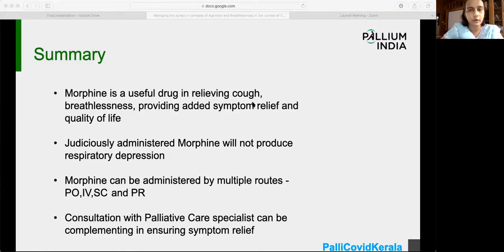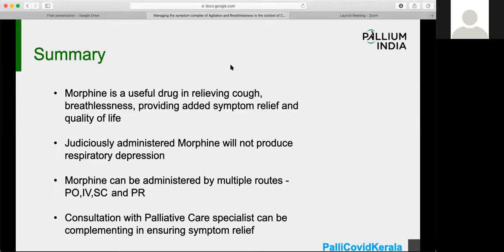So to summarize, morphine is a useful drug in relieving symptoms. You can use it for cough and breathlessness, providing added symptom relief and quality of life. Judiciously administered morphine will not produce respiratory depression. Morphine can be administered by multiple routes. You can give PO, IV, subcut, or PR. Consultation with a palliative care specialist can complement ensuring symptom relief. We've mentioned in the algorithm at which point you should call a specialist in. So you could call an ICU consultant or a palliative care specialist if you're struggling to manage the symptoms with the doses suggested in the algorithm.